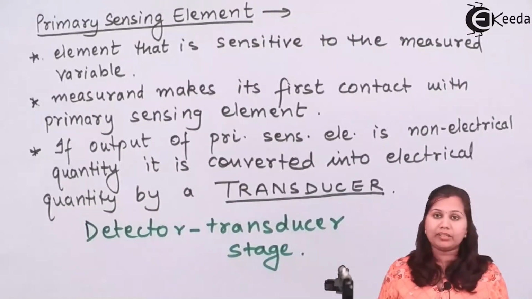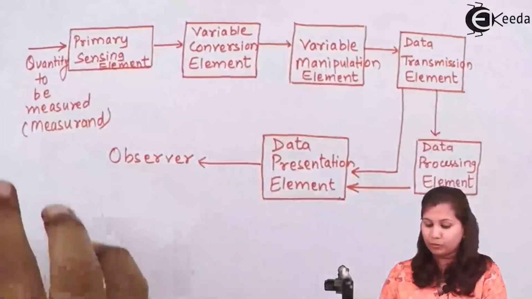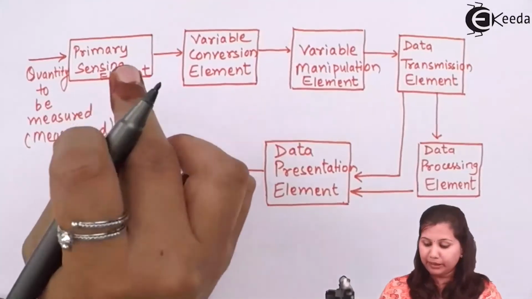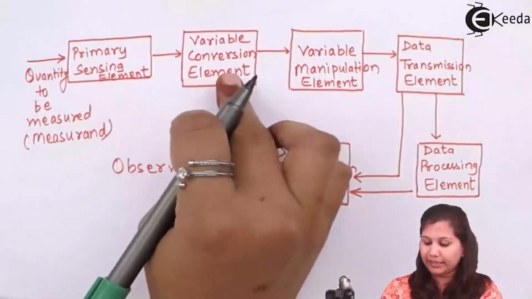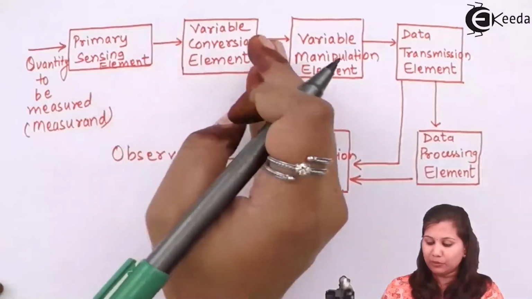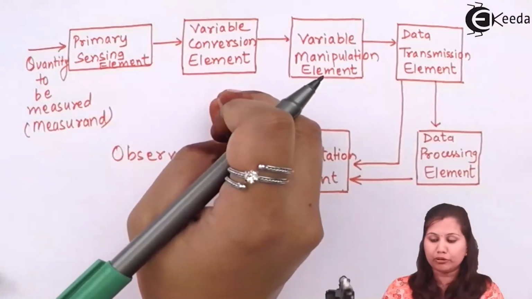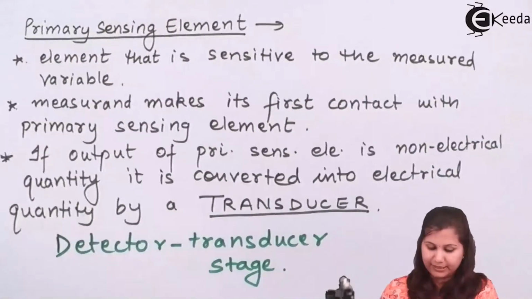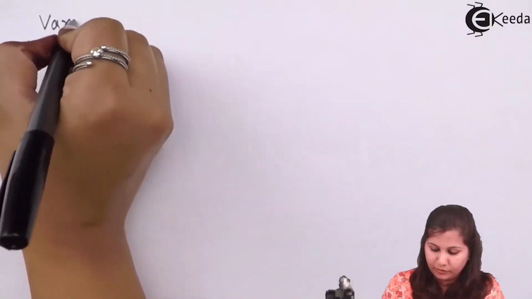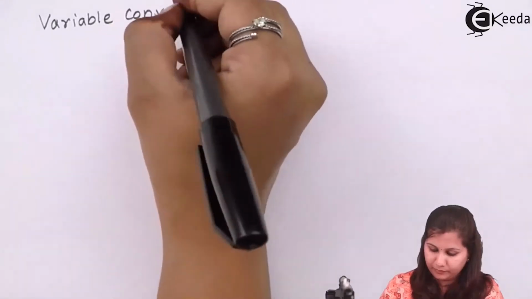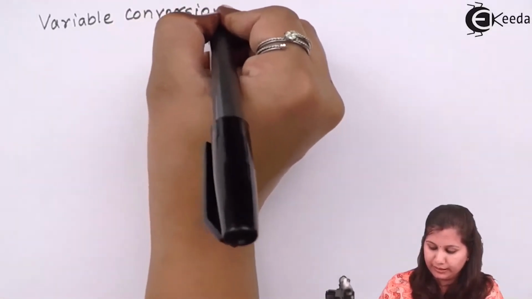So in the block diagram, we see that the quantity measured is sensed or measured by the primary sensing element, and then the primary sensing element is connected to the variable conversion element. So that electrical output is going to be provided as an input to the variable conversion element. So the second functional element is the variable conversion element.